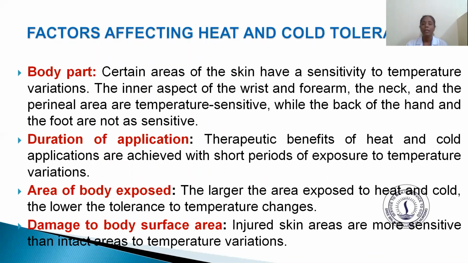Factors affecting heat and cold tolerance. First one, body part. Certain areas of the skin have greater sensitivity to temperature variations. The inner aspect of the wrist and forearm, the neck and the perineal area are temperature sensitive, while the back of the hand and the foot are not as sensitive. That is the body part, which also affects heat and cold tolerance.